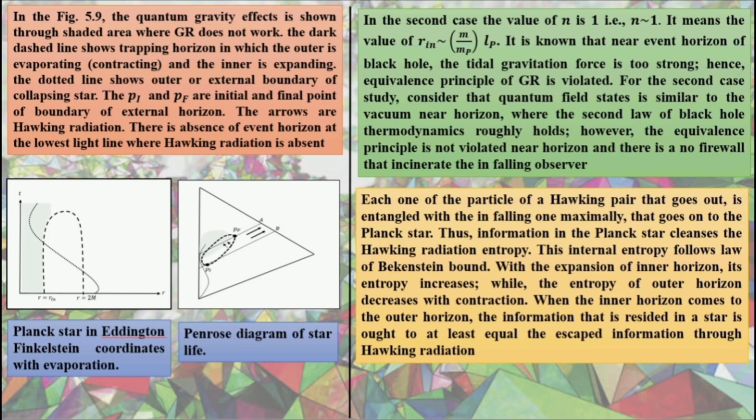So the information in the Planck star cleanses the Hawking radiation entropy. This internal entropy follows the law of the Bekenstein bound. With the expansion of the inner horizon, its entropy increases, while the entropy of the outer horizon decreases with contraction. When the inner horizon comes to the outer horizon, the information that resides in the star ought to be at least equal to the information escaped through Hawking radiation.